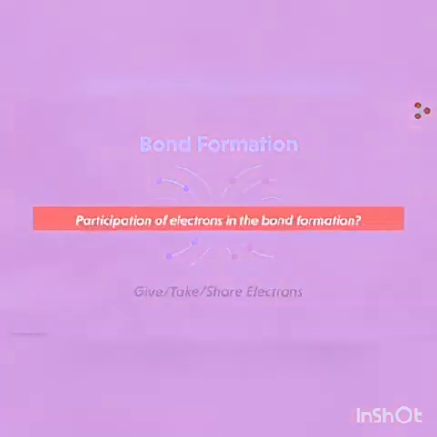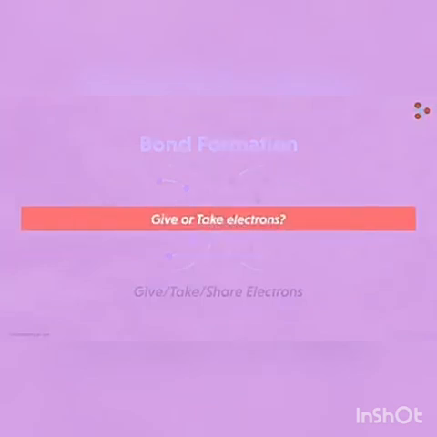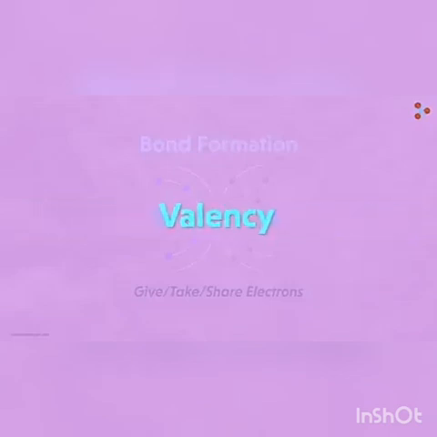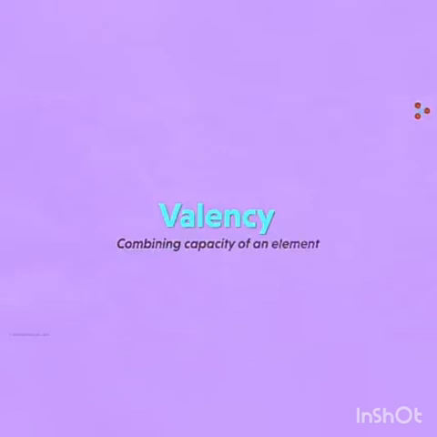But wait, who decides how many electrons will participate in the bond formation? Or who tells the atoms if they have to give or take electrons? Well, the answer to these questions is valency. Let's understand this concept in detail. In simple words, valency is defined as the combining capacity of an element.